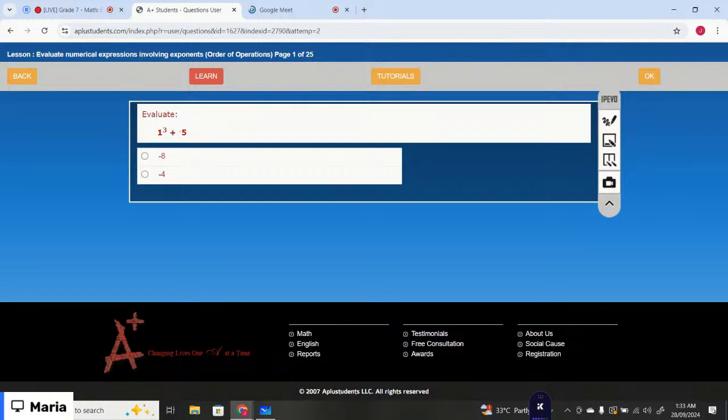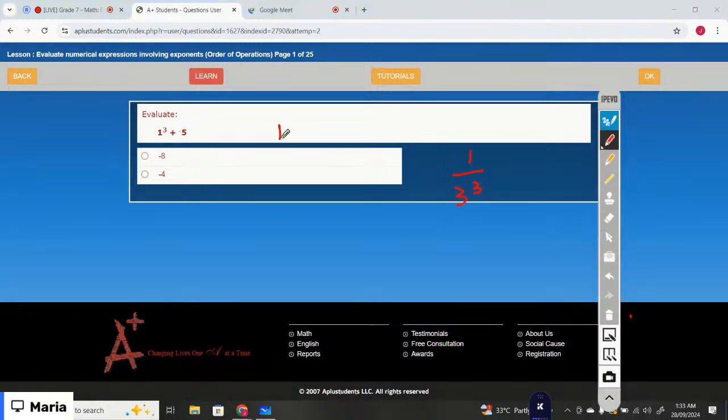One cube plus negative 5. You're not given parentheses here, so you have to evaluate the exponent first. You have to do 1 exponent 3, which means 1 times 1 times 1. 1 times 1 is 1, so that is 1.